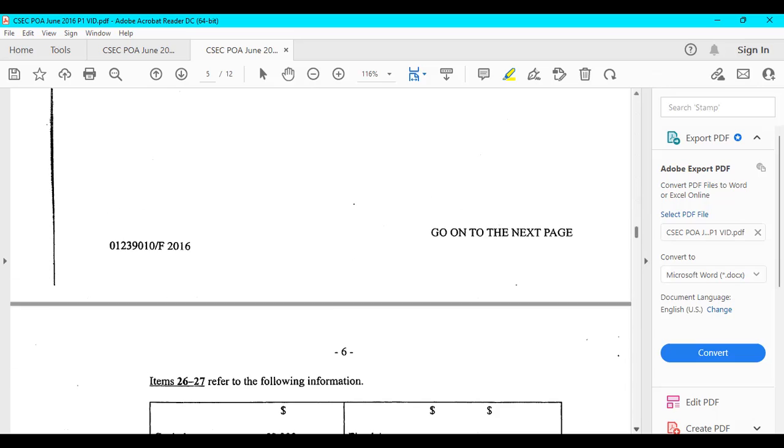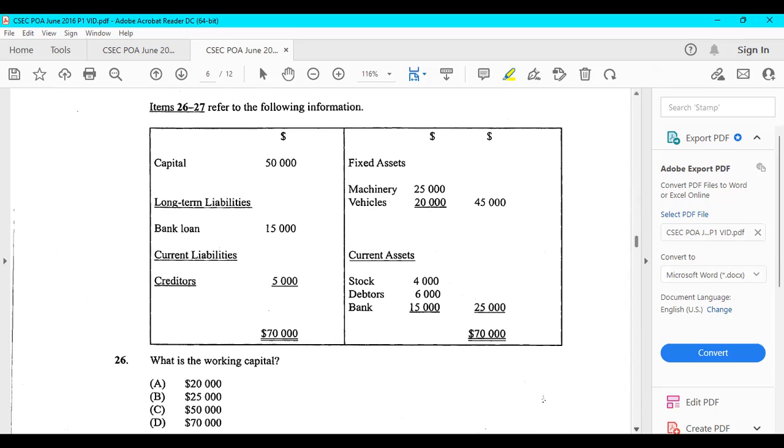All right, number 26. So we're given this information, and number 26 is asking us for the working capital. What is the working capital? What's the formula for working capital? It is our current assets minus our current liabilities. And I would advise you to please know about working capital, know what it is, know how to find it, and know how to show it on your balance sheet. Because I've seen questions where CSEC is asking you to draft a balance sheet and make sure you state clearly where the working capital is. You need to know that, or they might give you a little short answer after you do the balance sheet.